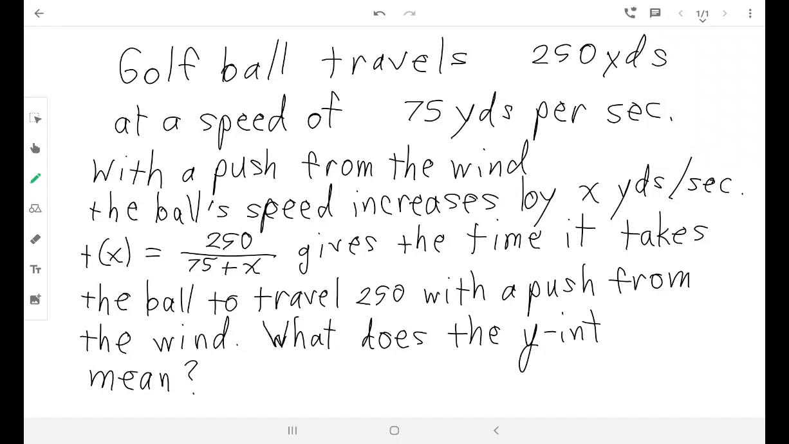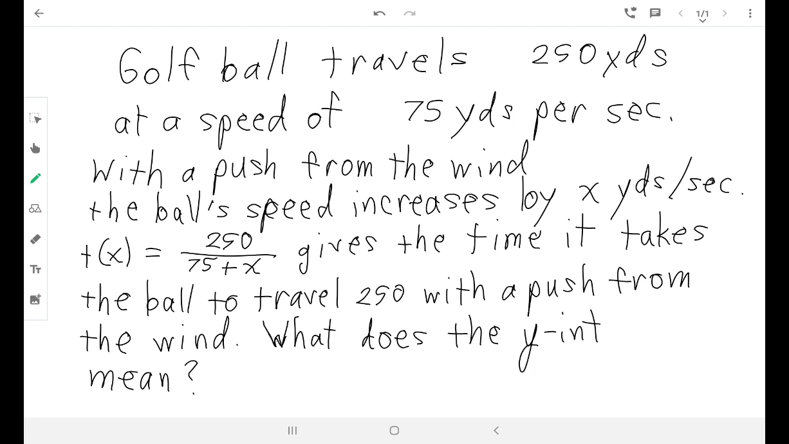Alright, so we're going to try and figure out the meaning of a y-intercept within the context of a problem. So I've made up this little problem here that a golf ball travels 250 yards at a speed of 75 yards per second, and then with a push from the wind, the ball's speed increases by that amount, however many yards per second that the wind is blowing behind it.